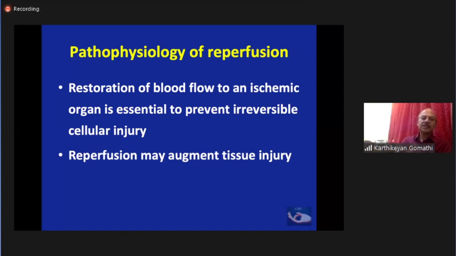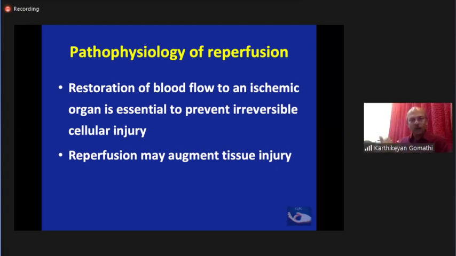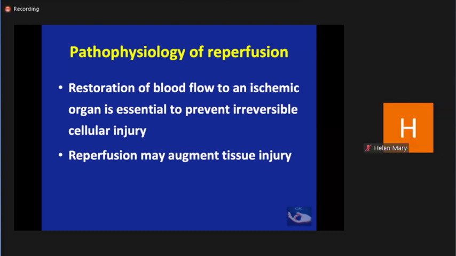Now, restoration of blood flow to an ischemic organ is essential to prevent irreversible cellular injury. This is basic. But reperfusion may augment the tissue injury. This is the paradox. The tissues were crying for blood, they were crying for oxygen. Once you get it going, they react differently. It's like you don't get water in your house for a long time, so you have adjusted and made some modification of the pipes. Now, when the water comes, you're not able to receive it. That's how I put that analogy to understand it better.